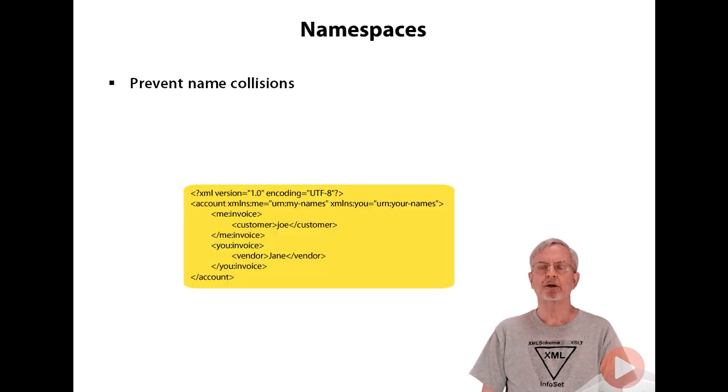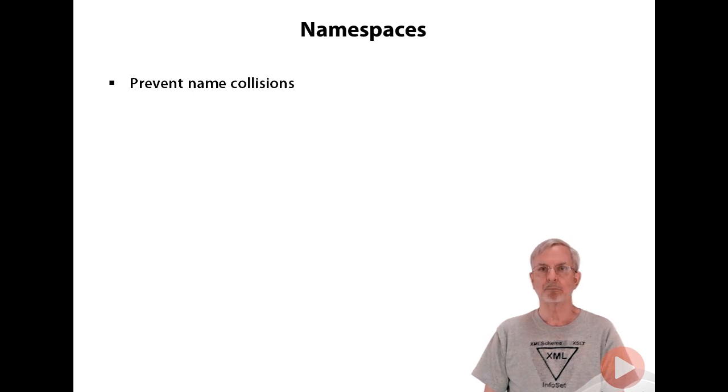Another issue XML has to deal with, not all the time, but sometimes, is namespaces. Namespaces are used to prevent collisions between names. I might define an invoice element, and you might define one too. How are we supposed to tell the difference between them? Well, many programming languages use namespaces to do this sort of thing, and so does XML.